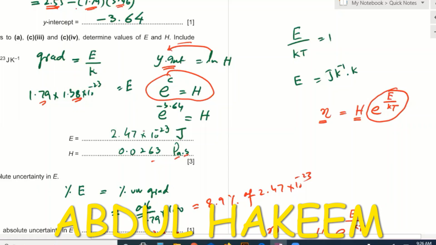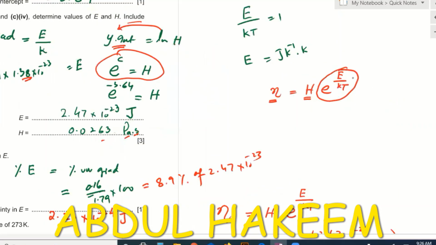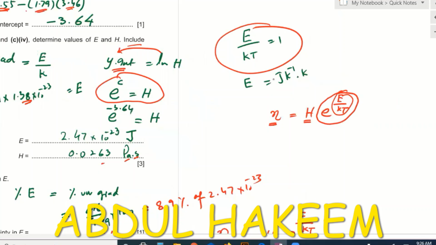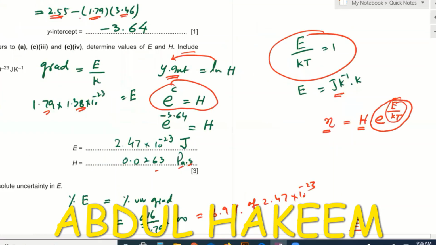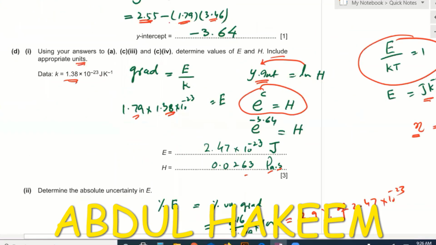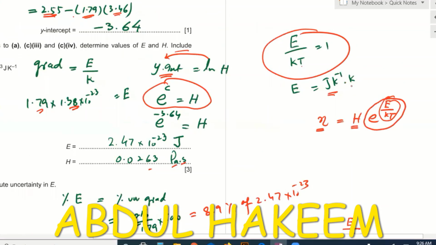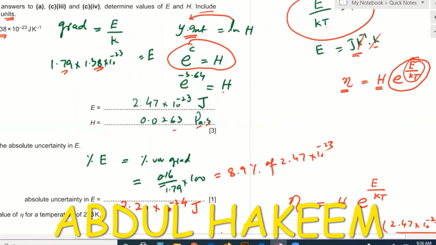Now, what's the unit of E? This E over KT has no unit. So it is equal to 1. So E is equal to KT, and the K unit is already given here, joules per Kelvin. Temperature is also measured in Kelvin. Kelvin cancels. So E is the energy measured in joule. So this is the unit of energy.